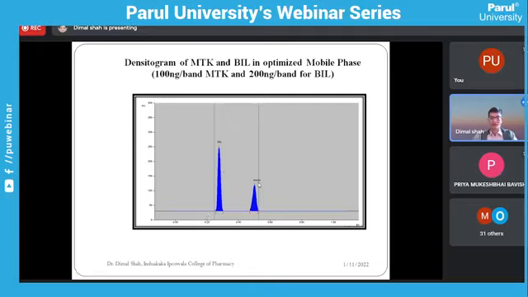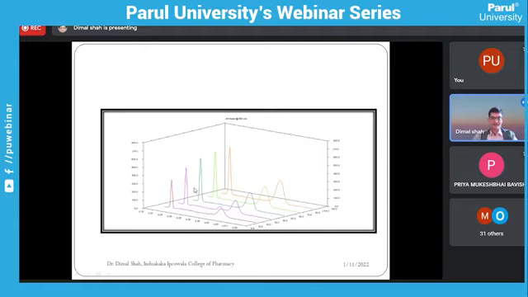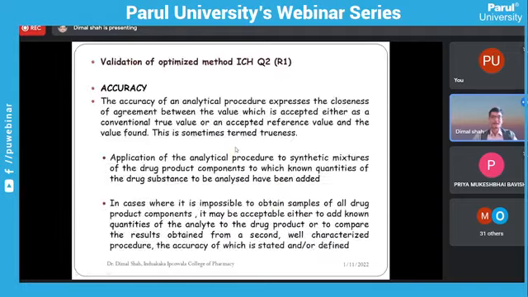drug spot. And this is the 3D densitogram of the same combination which has been separated, where the calibration curve was taken. Again, there was a slight fluctuation in the Rf value because of the smiling effect, as the chamber was not properly saturated. Fine.